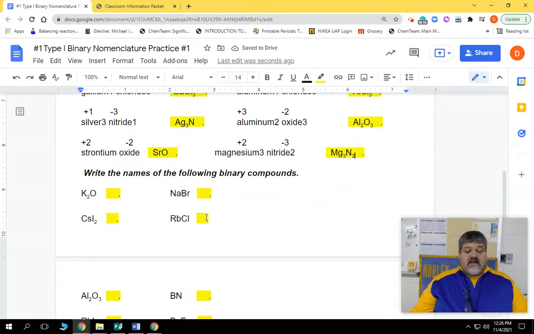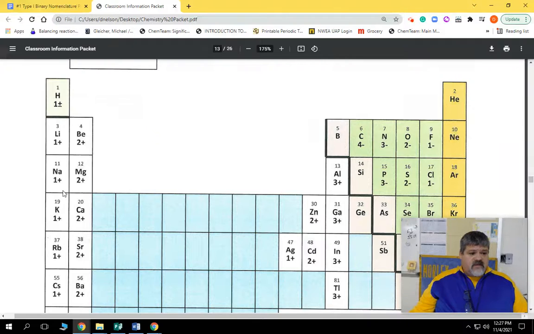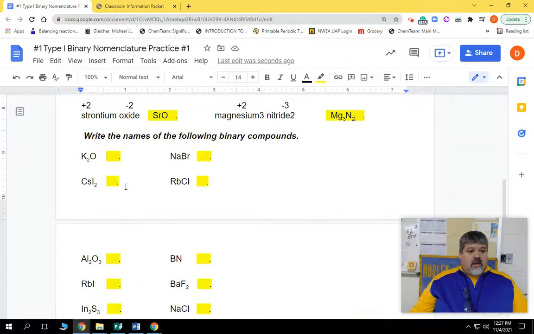Now you get down to what I think are the easier ones. We're just going to name them. Type 1 are easy. And again, how do we know they're type 1? If they're in one of these elements right here, in the white, column 1, 2, and 3, with 3 exceptions, then we know that they're type 1. So the rule is that all we have to do is name the metal and then put "ide" at the end of the non-metal, or change the ending to "ide."